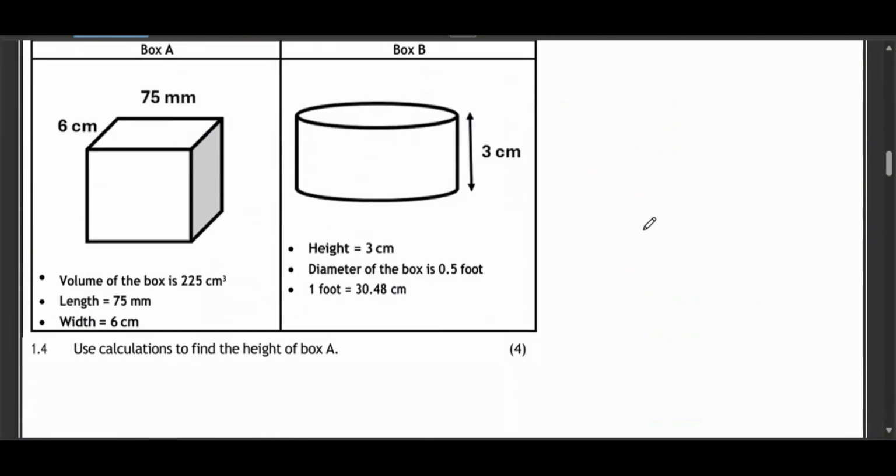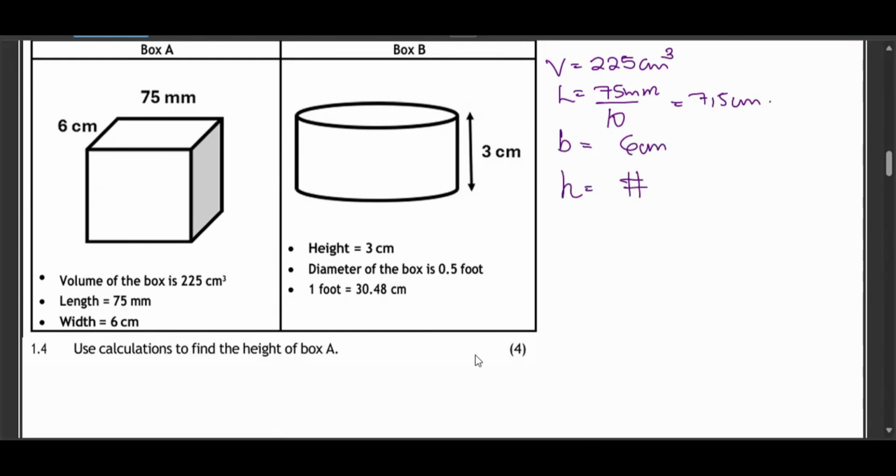Okay, come to this other part here. 1.4, use calculations to find the height of box A. You're finding the height of box A, but what do you have? We have volume given to us as 225 centimeters cubed. We have the length, which is 75 millimeters. Mind you, this has to be centimeters because others are also in centimeters. So we divide by 10. Good. What's remaining? We have the width or breadth of 6 centimeters. Wonderful. Then the height is missing.